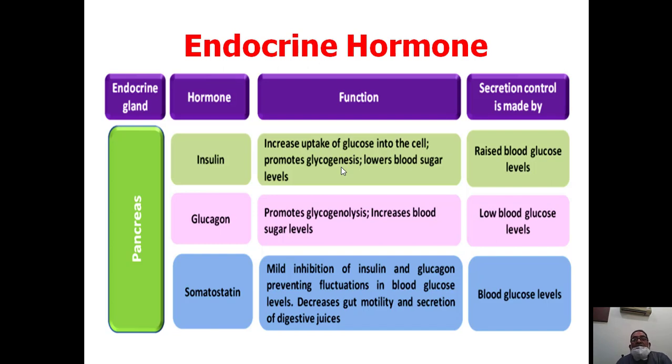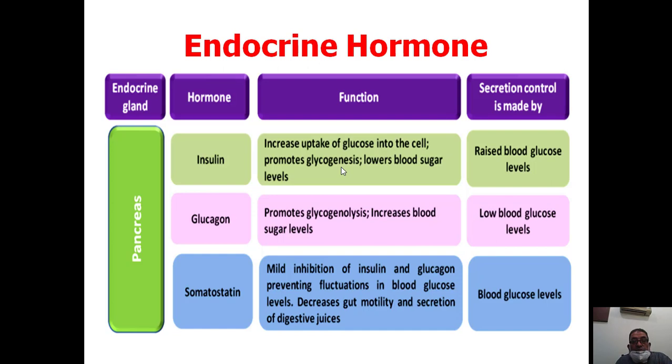Insulin is a very important hormone which controls the whole body glucose metabolism. So insulin deficiency produces insulin dependent diabetes mellitus, whereas when insulin is abundant but uptake is not proper, it is called non-insulin dependent diabetes mellitus. Raised blood glucose level is the stimulus: when the blood glucose level is increased, insulin secretion is increased.